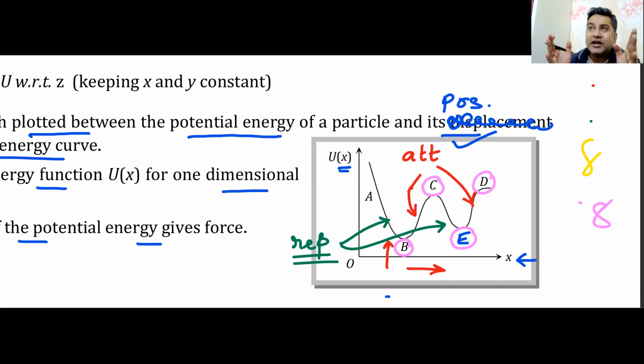So now looking at the graph you see that, oh, these are the points of equilibrium: B, C, D, and E. B, C, D, and E are the points of equilibrium where the force acting on the particle is zero. And now you can clearly understand them. Looking at the graph, you can tell me those points.